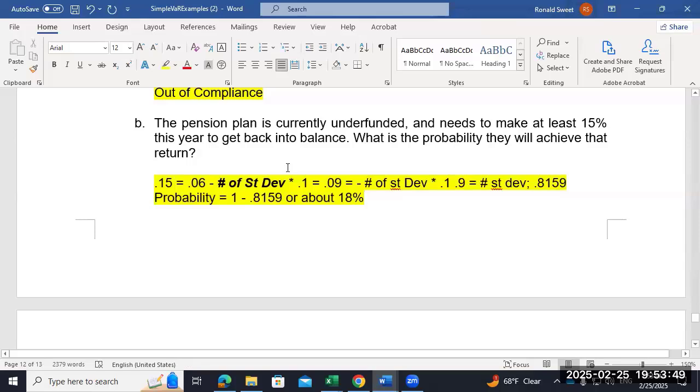Everybody, I can see a lot of people are like, what did you just do? So it really is good to get used to going back and forth from the normal table.